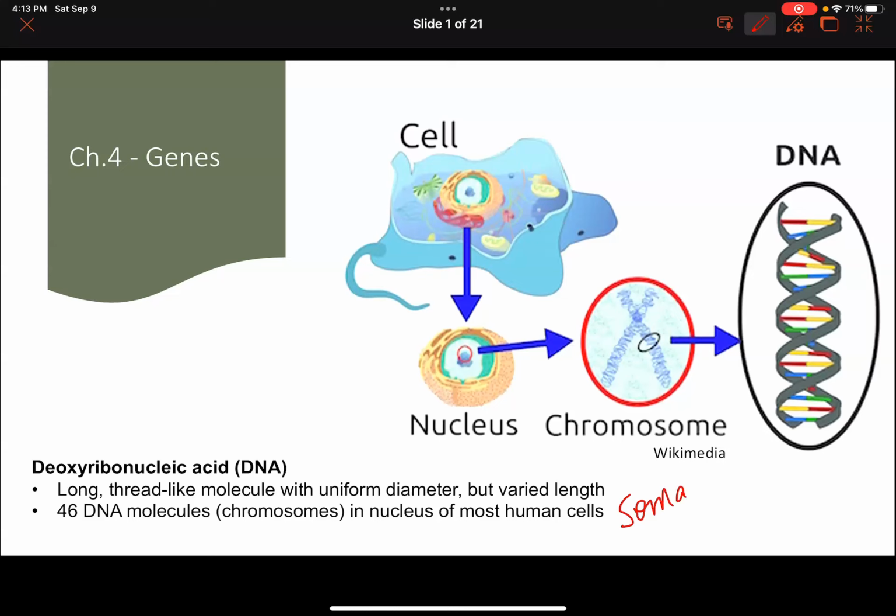The only time we don't have 46 is when we're talking about the gametes. And the gametes only have 23 chromosomes, one gamete being the egg and one gamete being the sperm. So when those two combine, they give the resulting zygote 46 chromosomes.